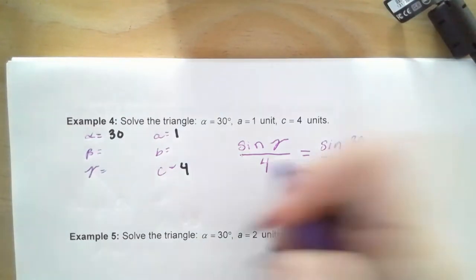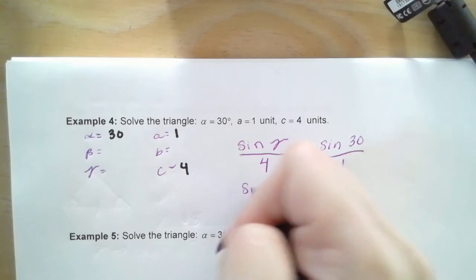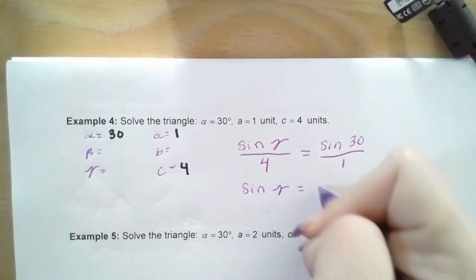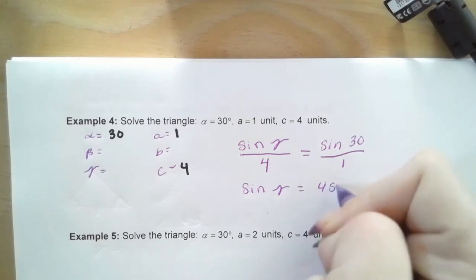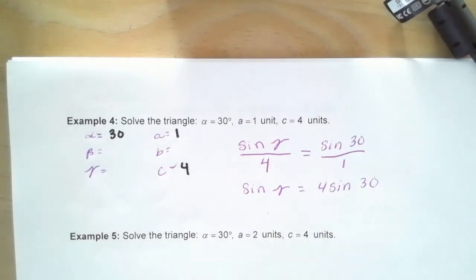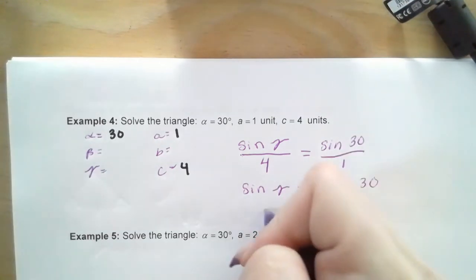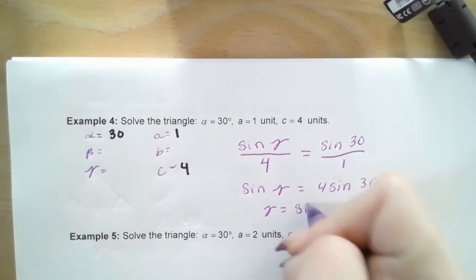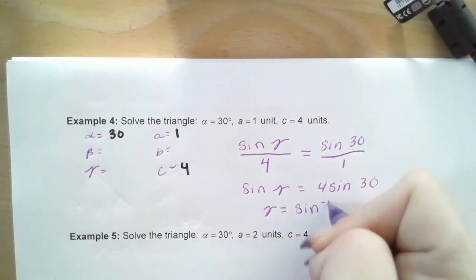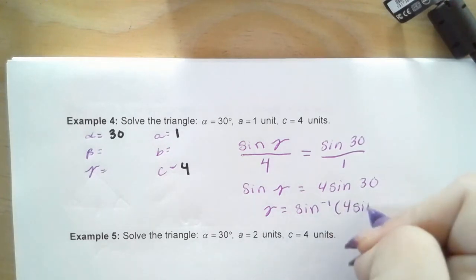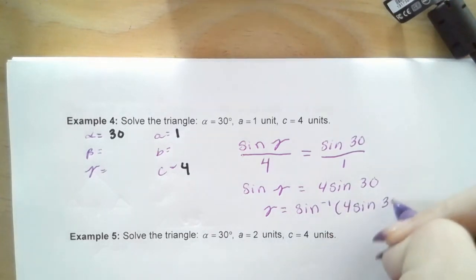Alright, so let's start solving for this. I get sine gamma equals 4 times sine of 30. And then how do we get rid of that sine? Well, we do inverse. So I got gamma equals the inverse sine of 4 sine 30.